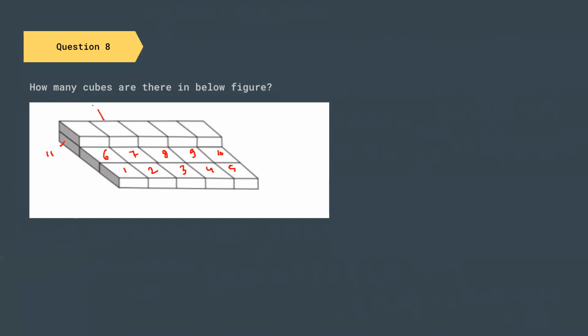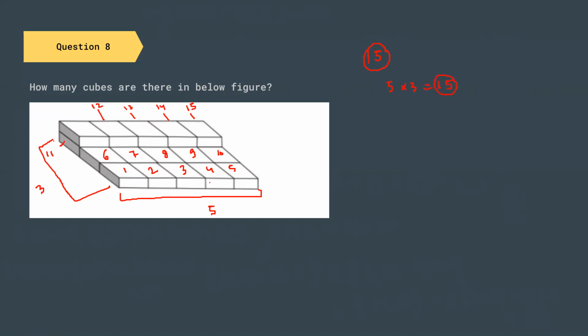Fine. So this will be the 12th one, this will be the 13th one, this will be the 14th one, and this will be the 15th one. So the total number of cubes that are on the floor is 15. Another shortcut to find is that we have a total of 5 cubes in the column, and we have a total of 3 rows of cubes. So the total number of cubes is 5 into 3, that is 15.